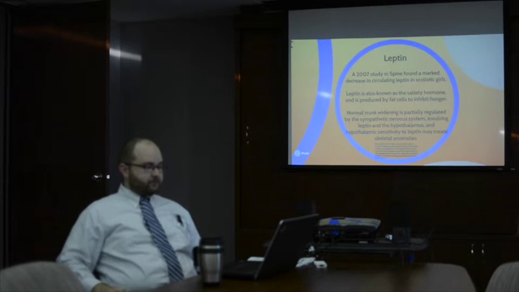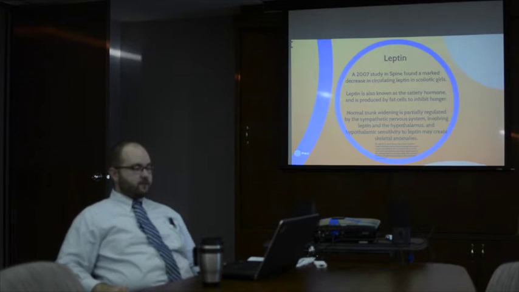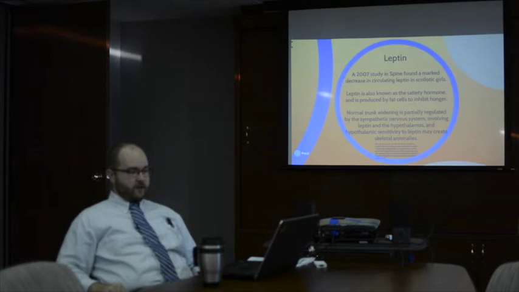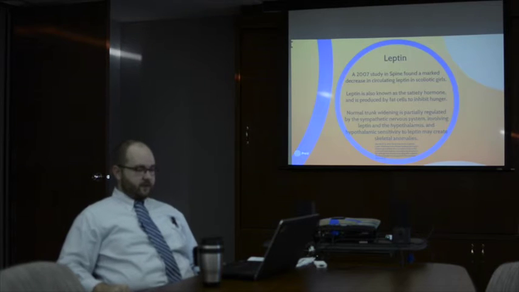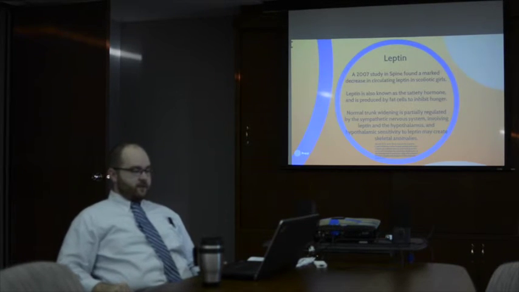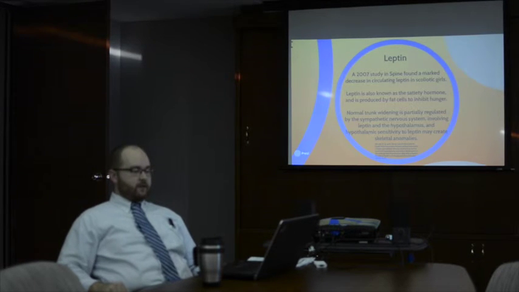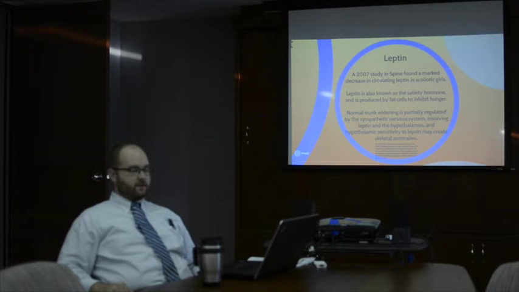Leptin. A 2007 study published in Spine found a marked decrease in circulating leptin in scoliotic girls. Leptin is known as the satiety hormone. It's produced by fat cells to inhibit hunger, and normal trunk widening. It's a very complicated pathway, and this is only something that was discovered in the last 10 years or so.